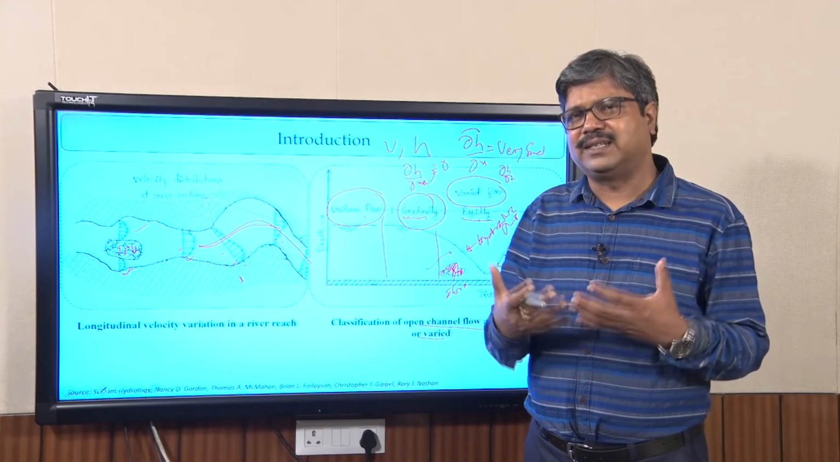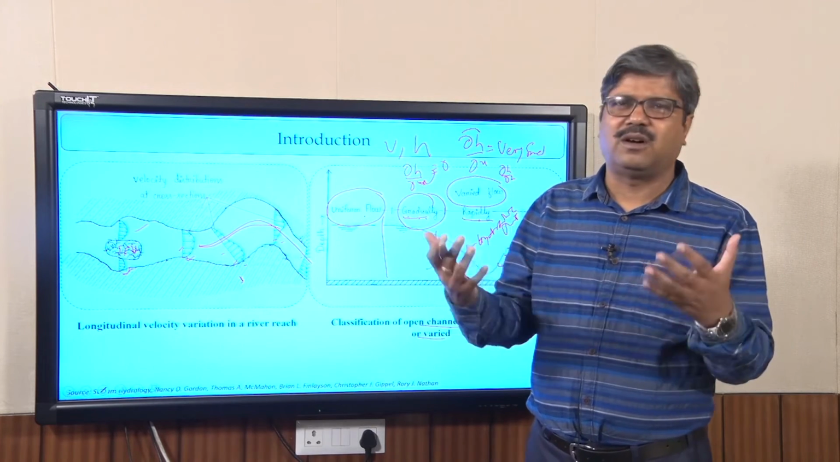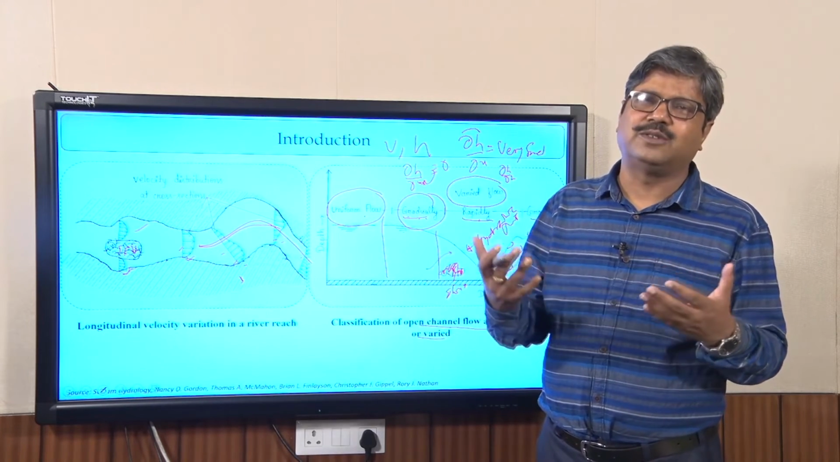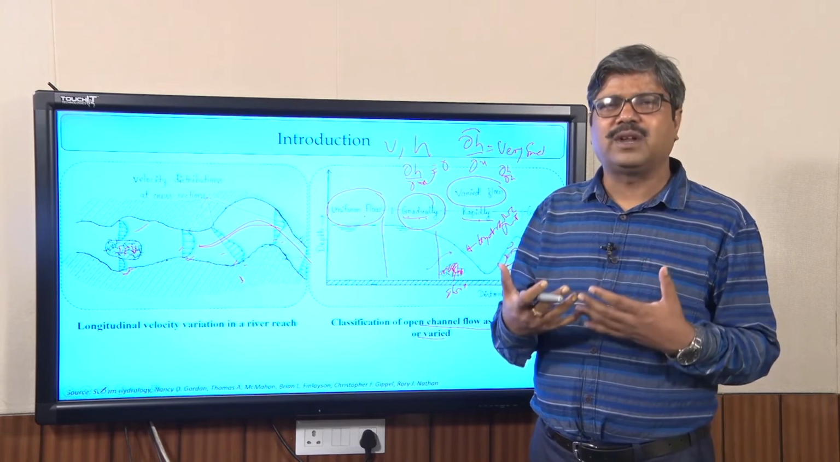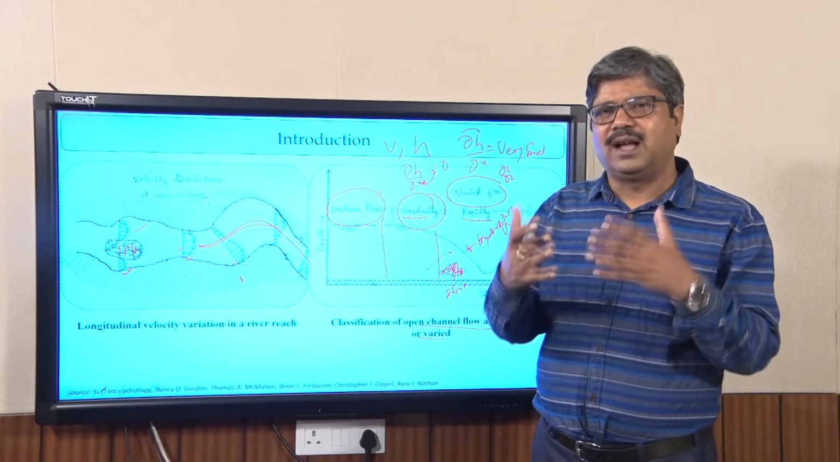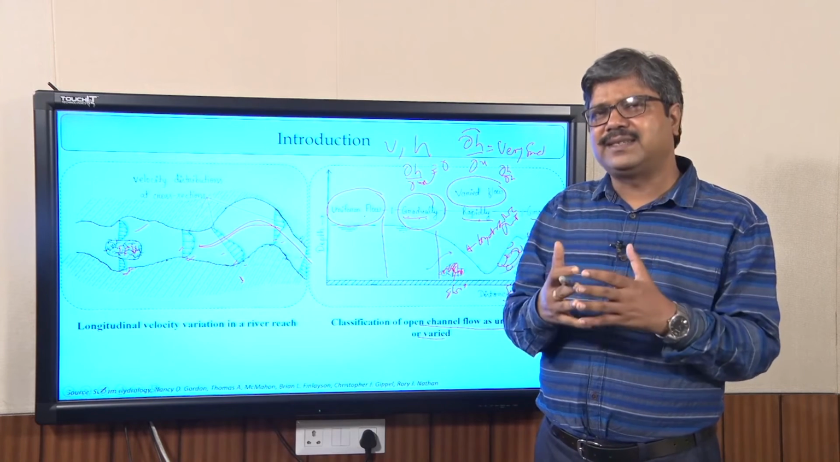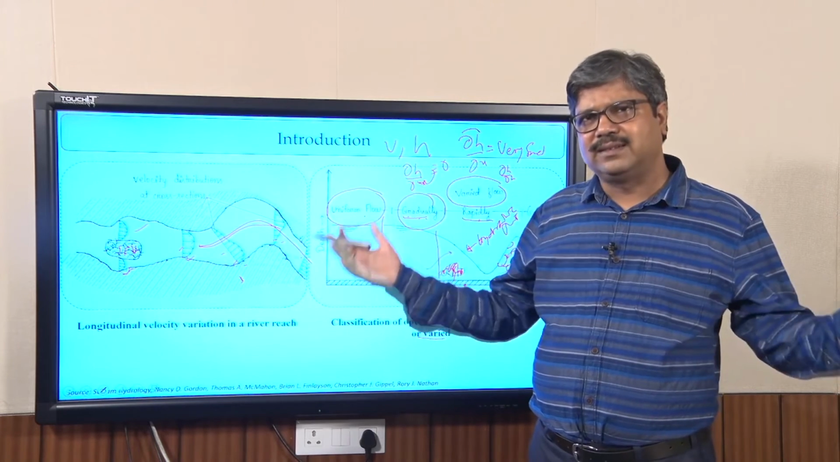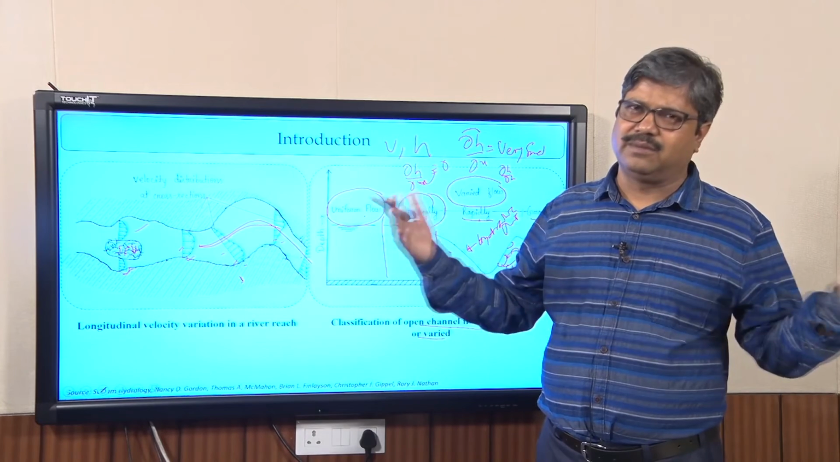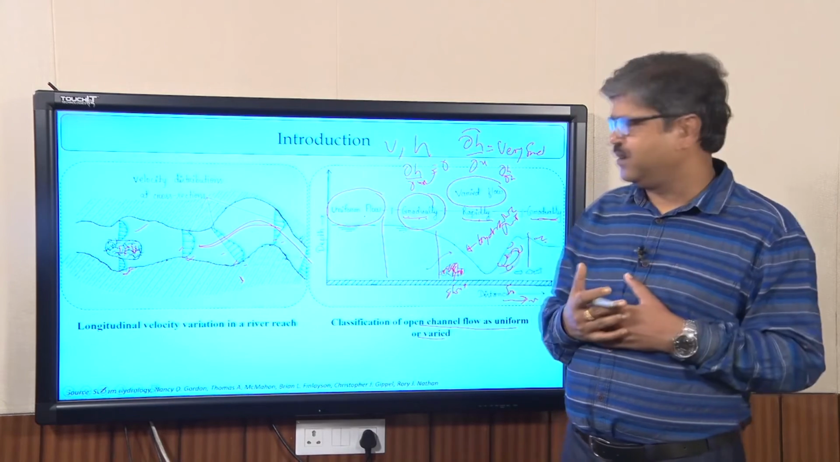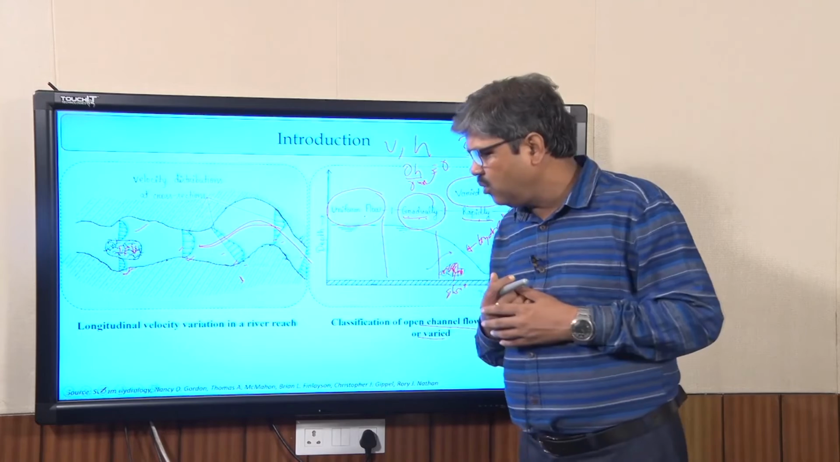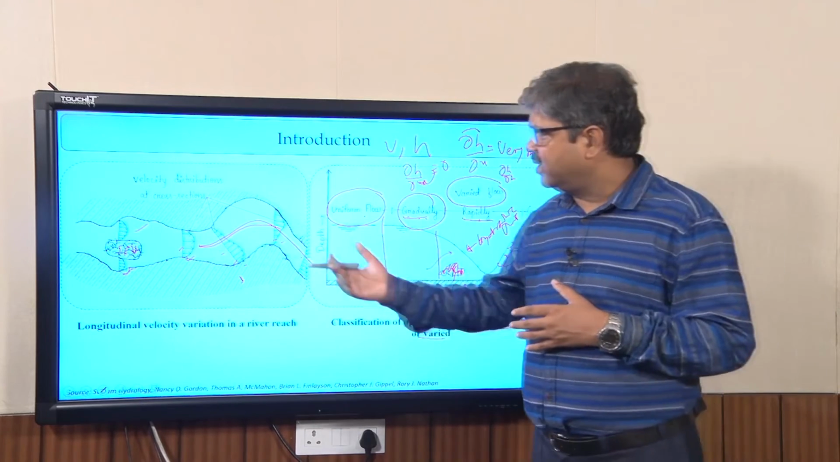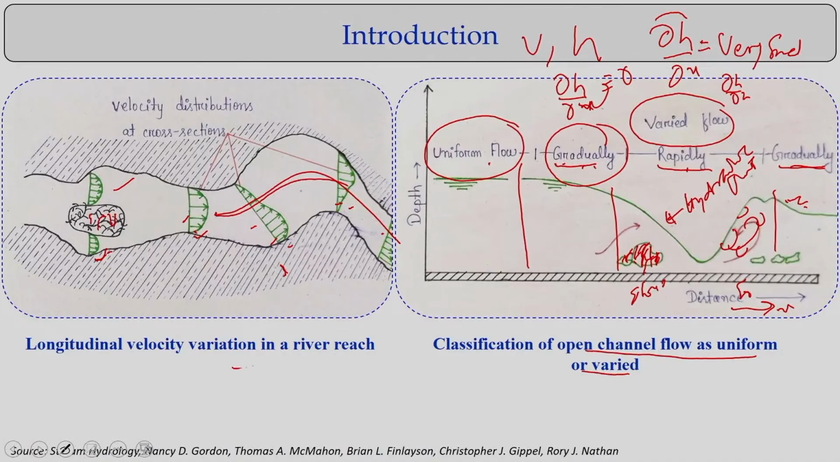Otherwise, there is no need to solve very complex equations for uniform flow or gradually varied flow. So we need to understand the river flow at the reach scales, and also at larger scales, beyond the reach scales, what is happening. That is what we try to understand with these longitudinal velocity variations, as well as the flow classifications in open channel flow.